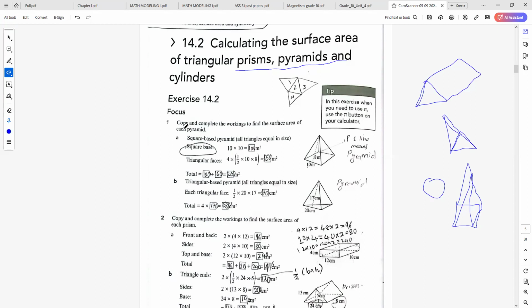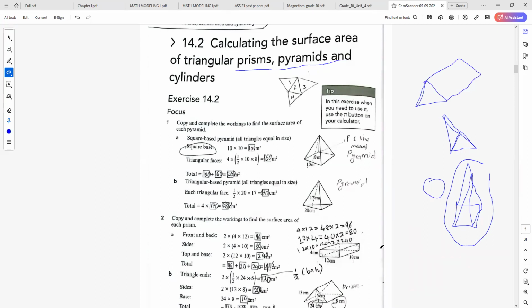Now, copy and complete the working to find out the surface area of each pyramid. A part, square-based pyramid, all triangles equal in size. So if this is a square-based pyramid like this, and this is a triangular pyramid, all four triangles are identical.